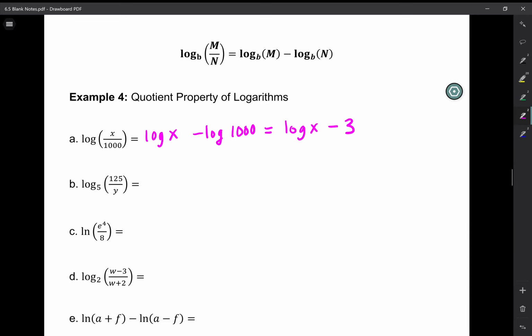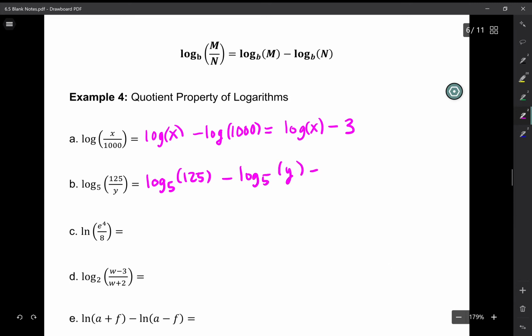All right, let's try one more together. Log base 5 of 125 over y is log base 5 of 125. Oh, I forgot my parentheses up here. Oops. Pretend you didn't see that. Log base 5 of 125 minus log base 5 of y. 5 cubed is 125, so that's 3 minus log base 5 of y.